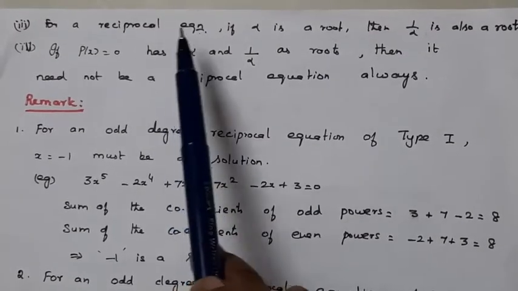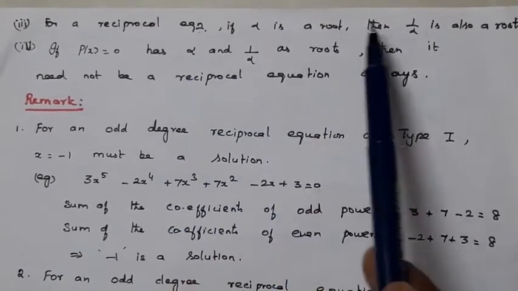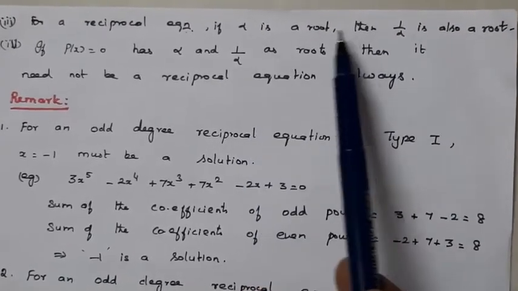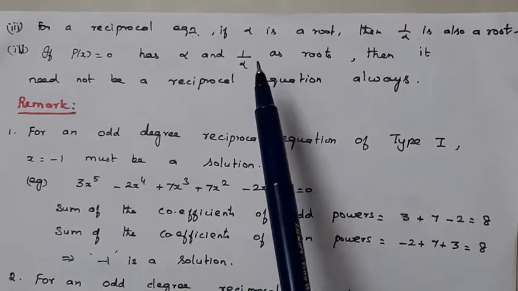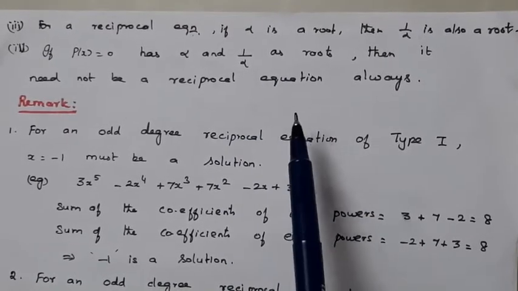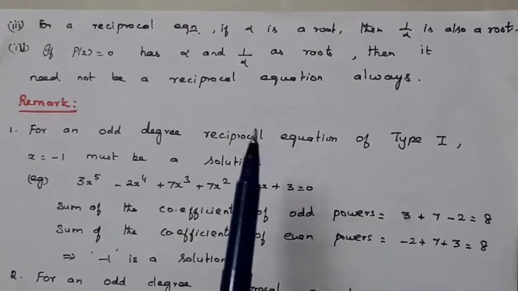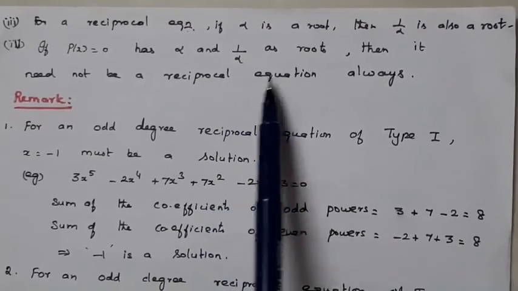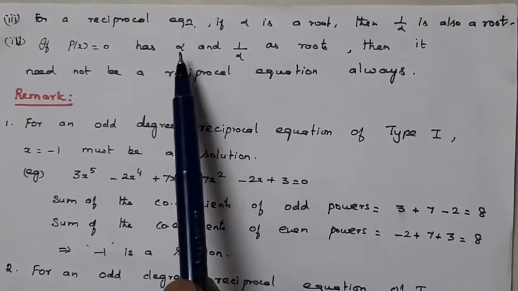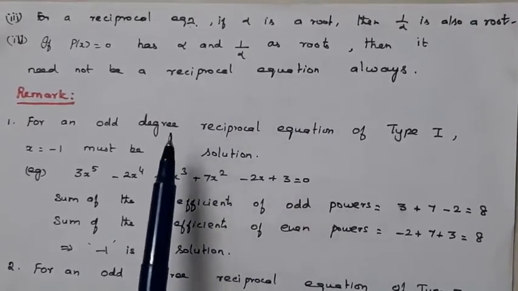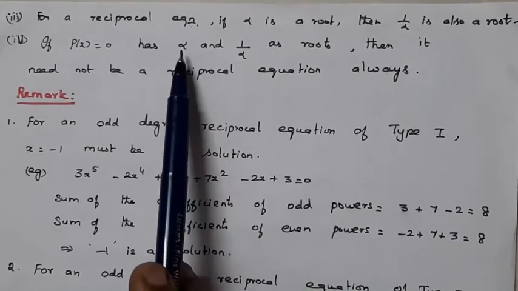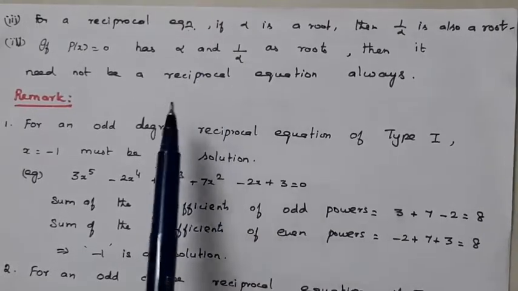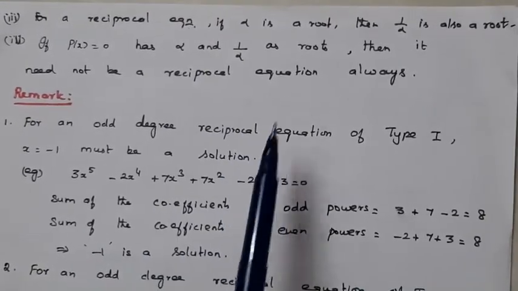That means for a reciprocal equation, if alpha is a root, 1 by alpha is also a root. But if a polynomial equation has alpha and 1 by alpha as roots, then that polynomial equation need not always be a reciprocal equation. Any non-reciprocal equation may also have such roots, that is alpha and 1 by alpha. So don't think that if an equation has alpha and its reciprocal 1 by alpha as roots, the equation must be a reciprocal equation. It may not be.